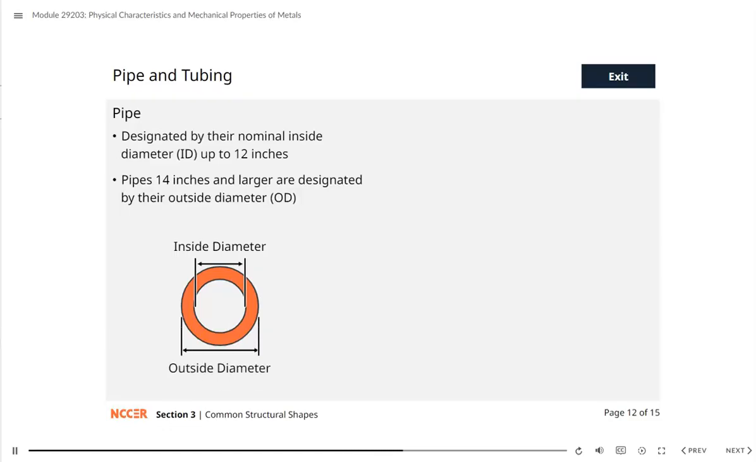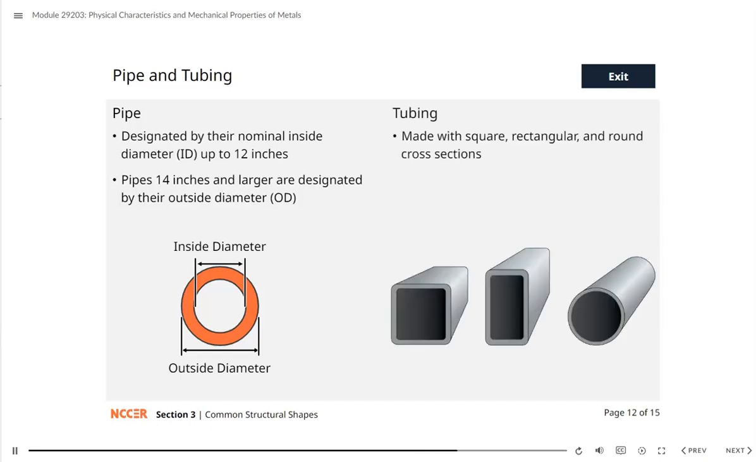Tubing is produced in square, rectangular, and round shapes. Round tubing is differentiated from pipes by its sizing method, since round tubing is measured based on its actual outer diameter.